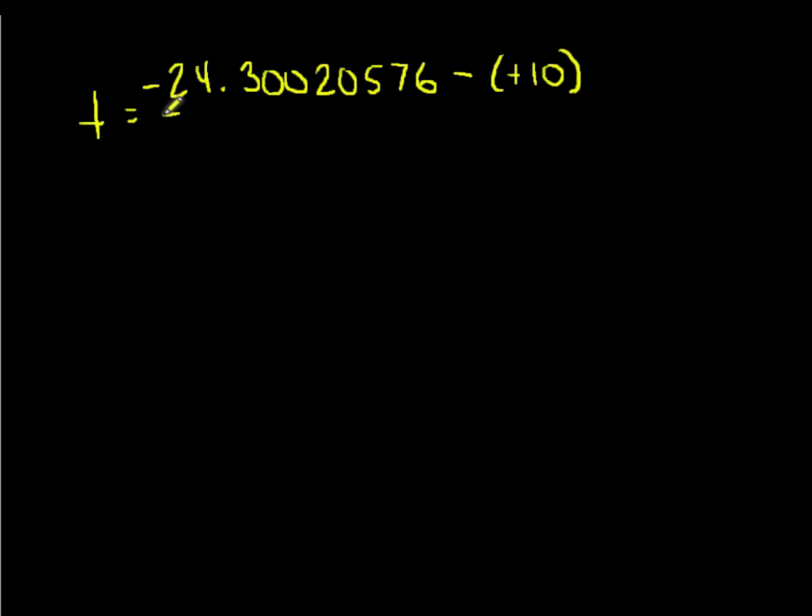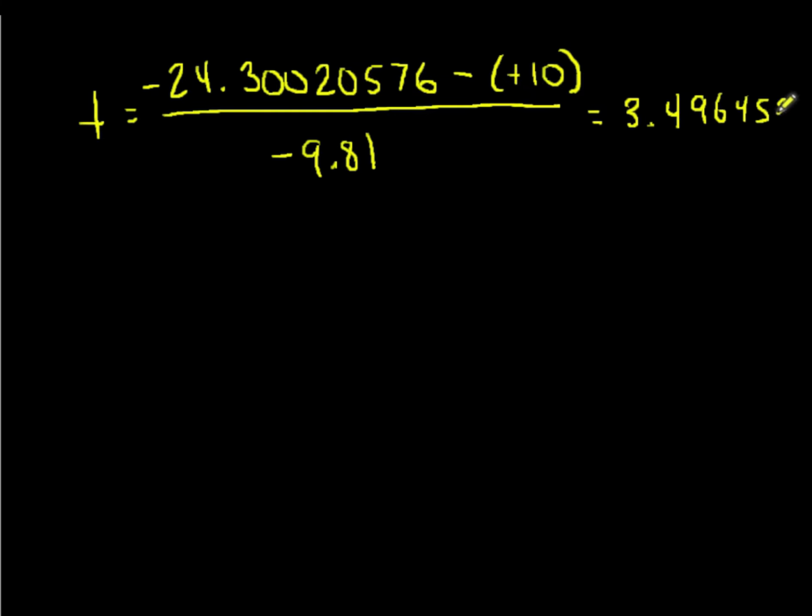So t equals negative 24.300200576 minus positive 10 divided by acceleration, which is negative 9.81. This gives us a time equal to 3.496453... seconds. And now we can round because we're on our last step and we need 2 significant digits. So this gives us time equal to 3.5 seconds.